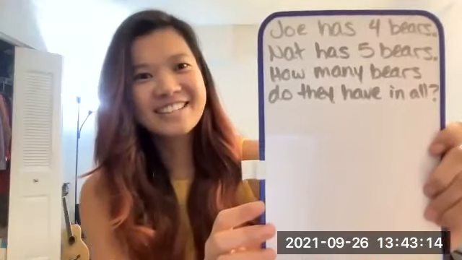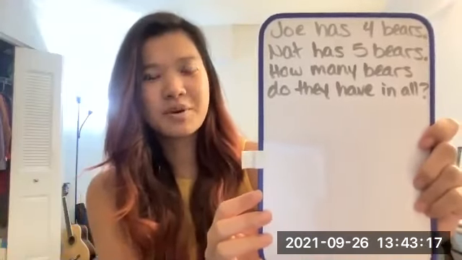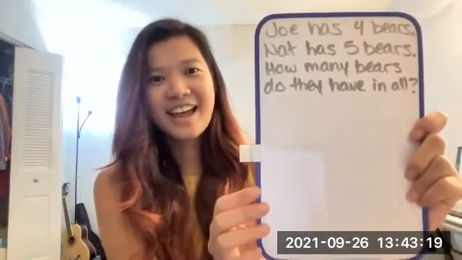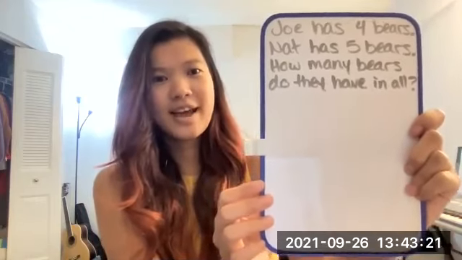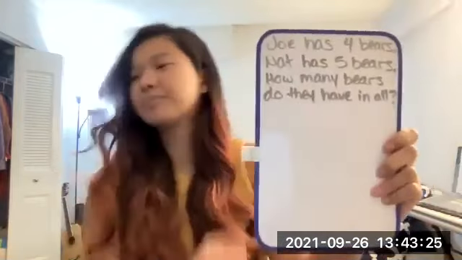So let's real quick try a word problem together, because number bonds are a great way that can help us solve word problems as well. I wrote one here. It says, Joe has 4 bears. Nat has 5 bears. How many bears do they have in all?